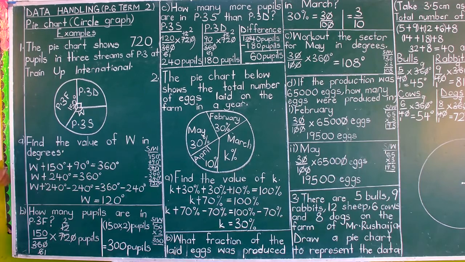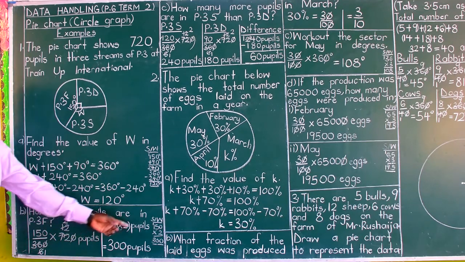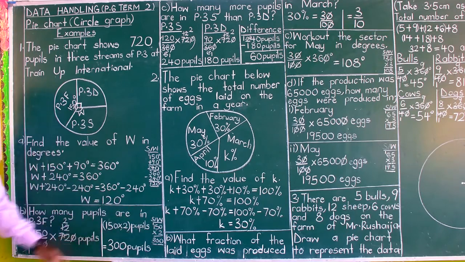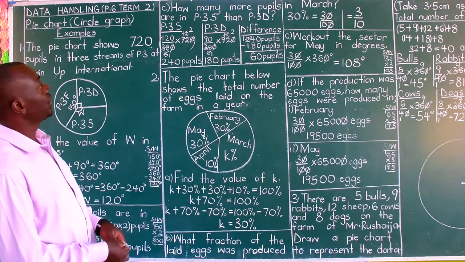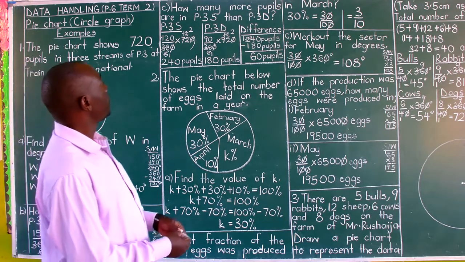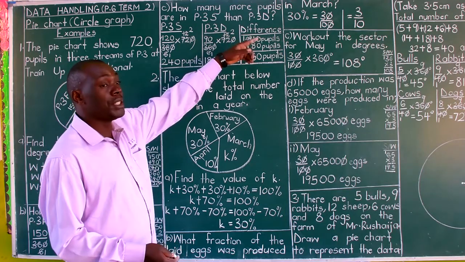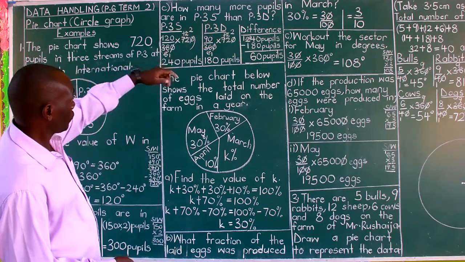So you have 150 times 2, answer the pupils. Multiply 150 by 2, you get 300. So 300 pupils are in P3 Flare. Then question C says, how many more pupils are in P3 Success than P3 Divine?